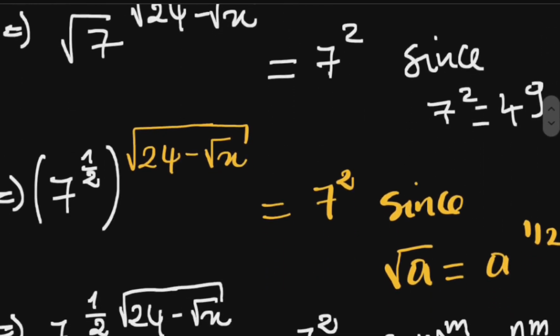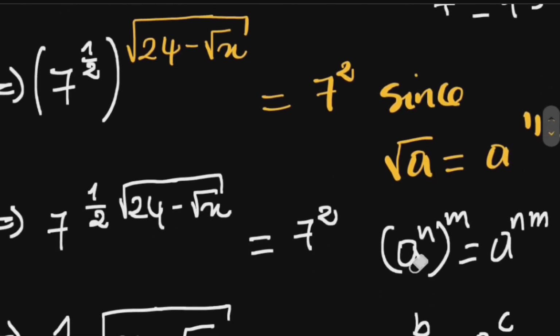Okay, now bringing this inside our equation, we have 7 to the power half, all this to the power of the square root of 24 minus the square root of x, is equal to 7 squared, since the square root of a is equal to a to the power half. Now we know that if we have a to the power n, all this to the power m, this is equal to a to the power n times m. This is what we apply here, that's 1/2 multiplied by this.